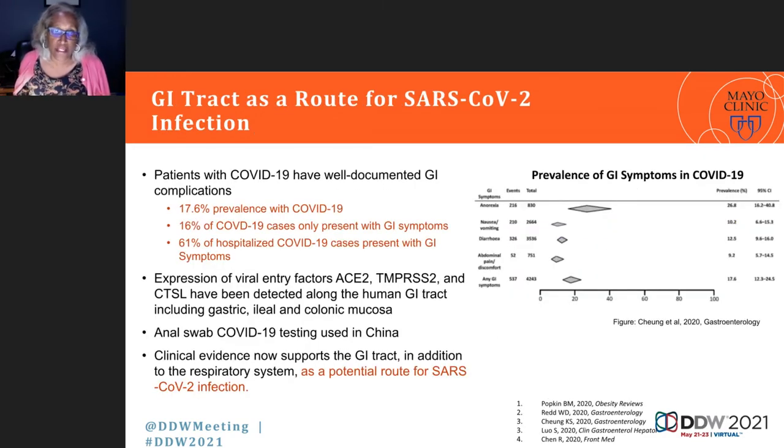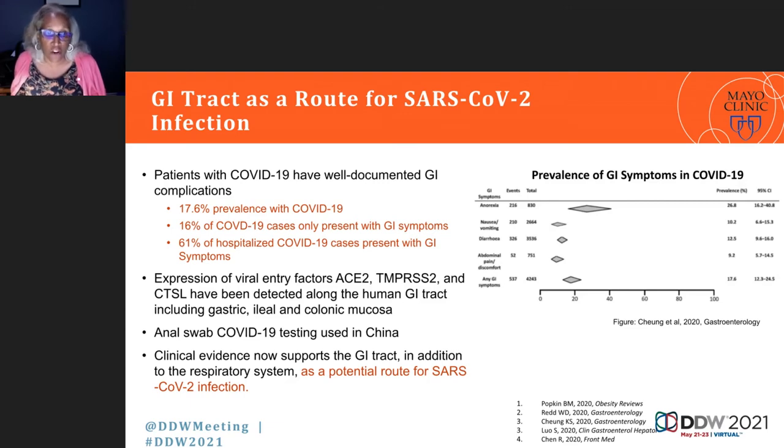Patients with COVID-19 have well-documented GI complications. There is almost 18% prevalence of GI symptoms in COVID-19. 16% of COVID-19 cases only present with GI symptoms, and 61% of hospitalized COVID-19 cases present with GI symptoms. Expression of viral entry factors ACE2, TMPRSS2, and cathepsin L have been detected along the human GI tract, including stomach, ileal, and colonic mucosa.